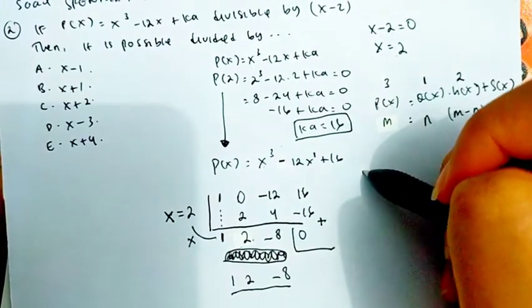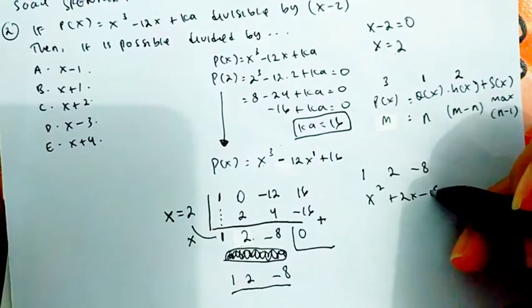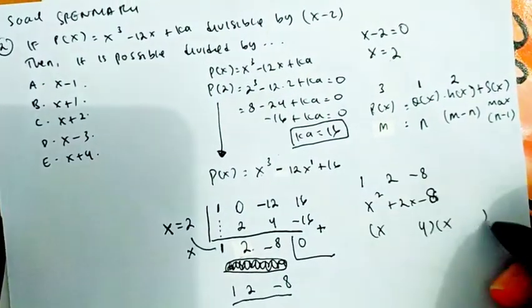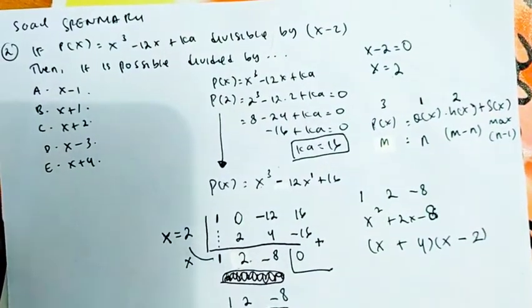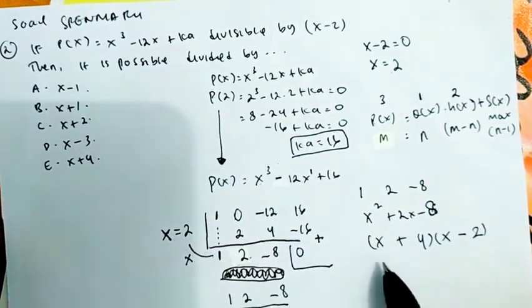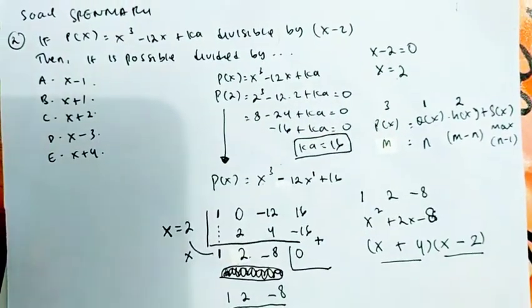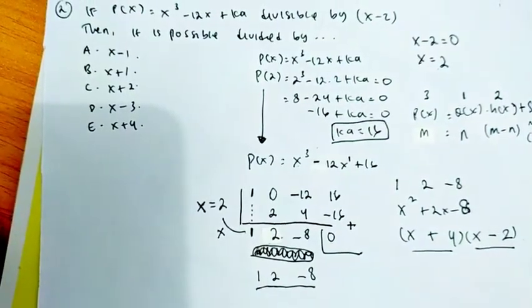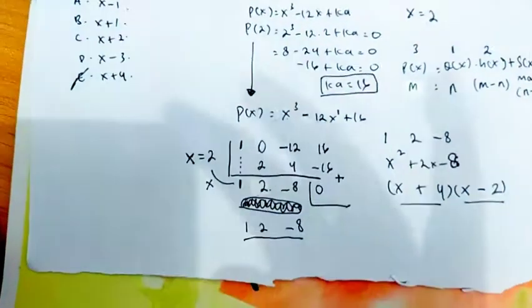So it's going to be like this: 1, 2 - x squared plus 2x minus 8. Then factor it, x for 2 plus minus. Why? Because it is possible divided by. So this and this, it is one of the factors of this function. So the answer is E. Yes, you are right. The answer is E.